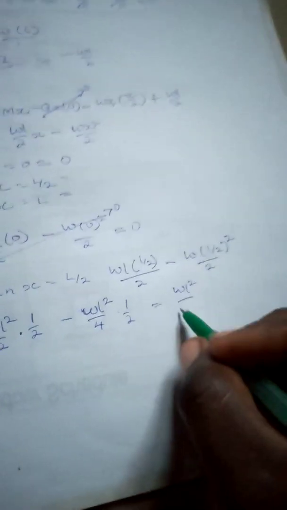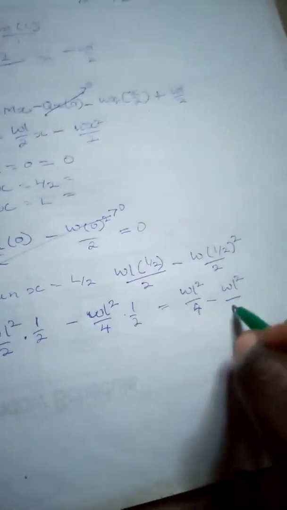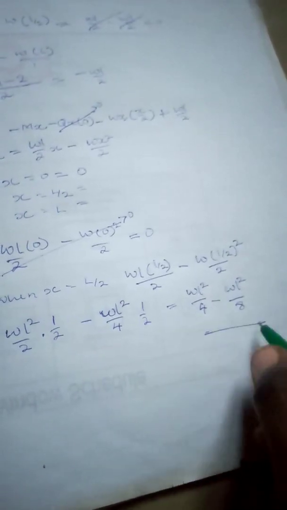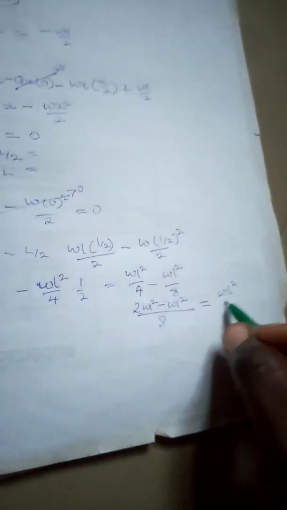This is going to be WL squared L over 4 minus WL squared L over 8. So if we take this, there's going to be 8. So we have 2WL squared minus WL squared. So here we're going to have WL squared all over 8.